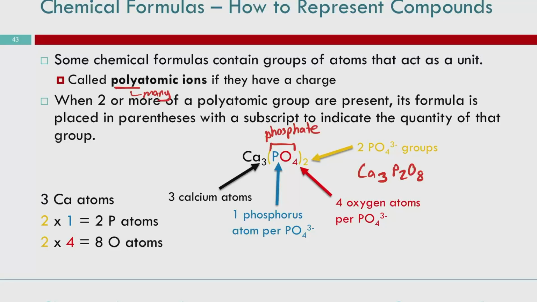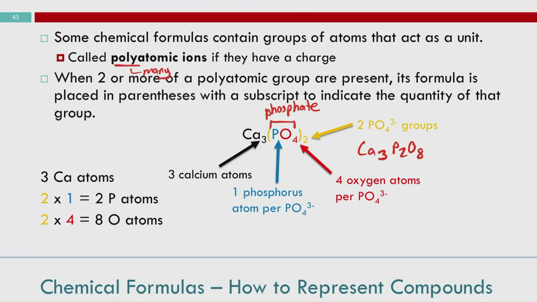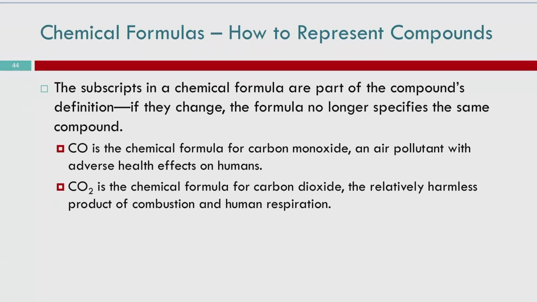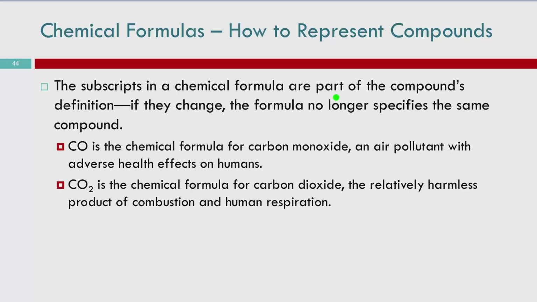So the 2 that's on the outside multiplies both the numbers, or all the numbers that are on the inside. So we can figure out how many of each of the atoms we have. As I mentioned earlier, the subscripts are part of the compound's definition. It specifies a particular compound.